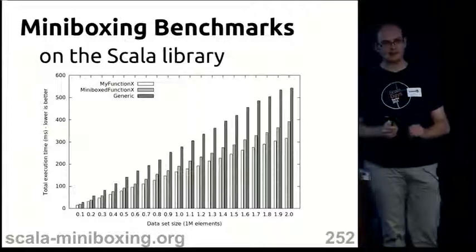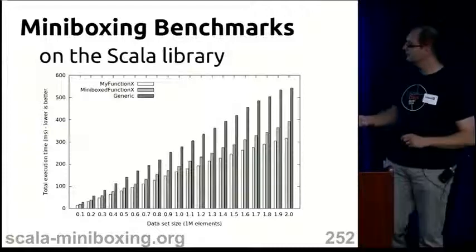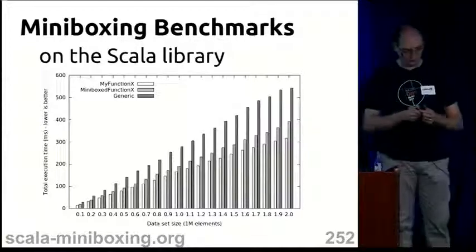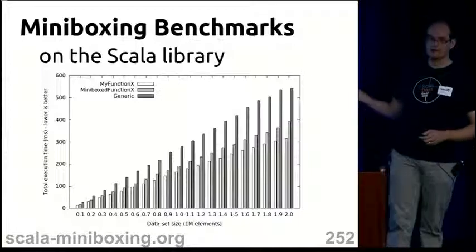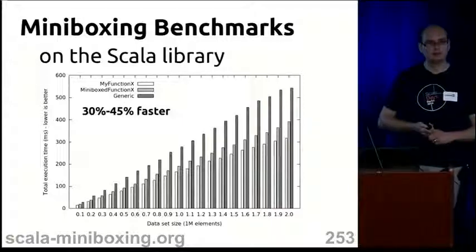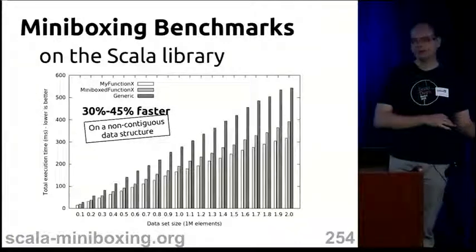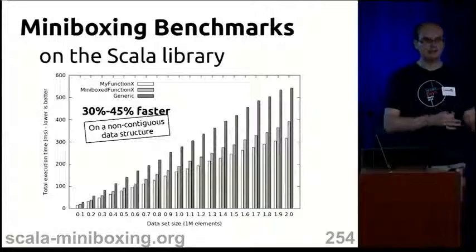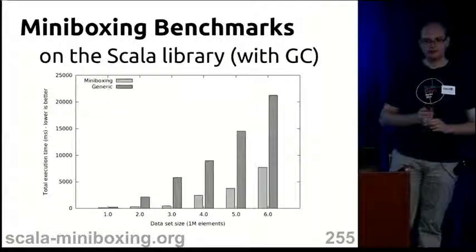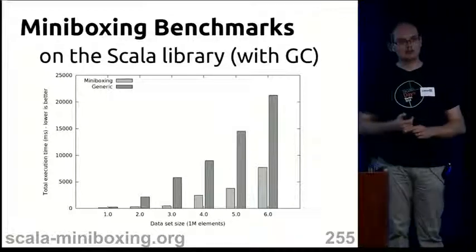I know where the technical problem is. It's just a matter of putting enough energy in fixing the bug. And I think I could lower this to the same level as Emmerich's code. And then there's generic, which is pretty bad. So we get 30% to 45% speed up on a non-contiguous data structure. Of course, if you went on the website, you've seen the array buffer, which is contiguous. It can get 10x speed ups. But even a linked list can get huge speed ups when GC actually comes into play.